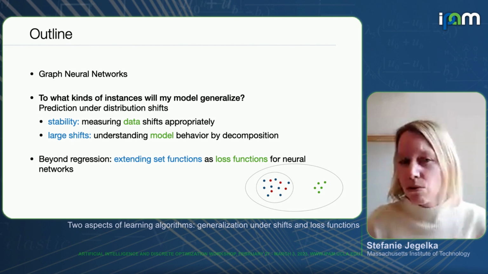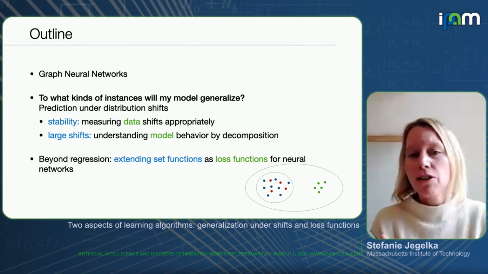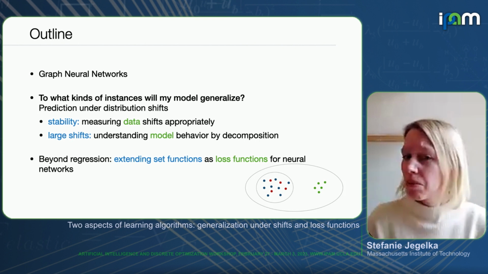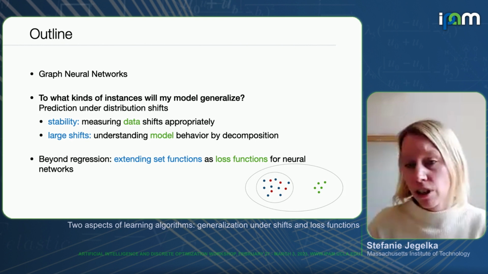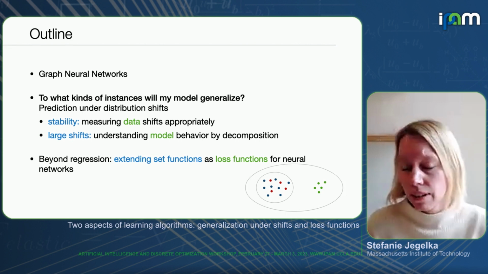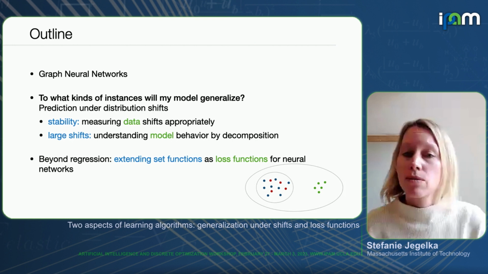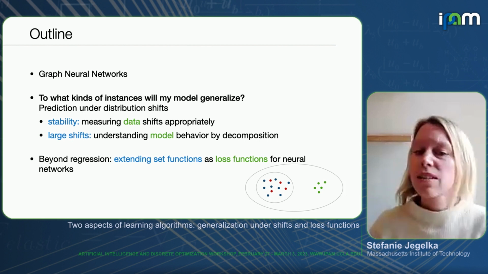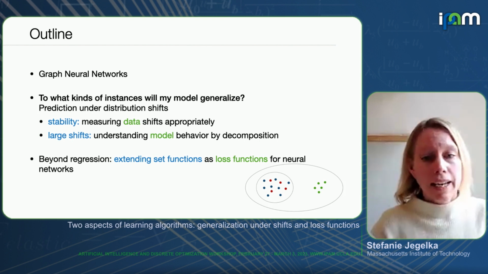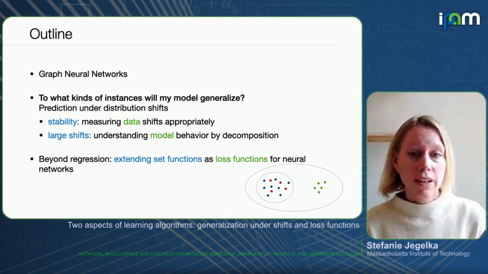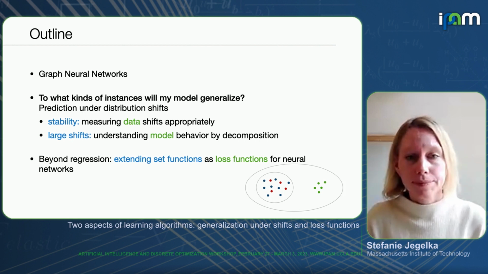And so I'll talk about this in two different ways. If it's a small shift, it's more a question of the stability of the model. Like there's a small data perturbation, how stable is the model? How much do the predictions change? So I'll be looking at how we measure the shift in the data appropriately. And then we'll go into the larger shifts where we just know that the data looks very different, so we have to understand something about what the model has learned. And after that, in the remainder of the time, I'll talk a little bit about some thoughts on designing loss functions for discrete problems. So let's start with graph neural networks.